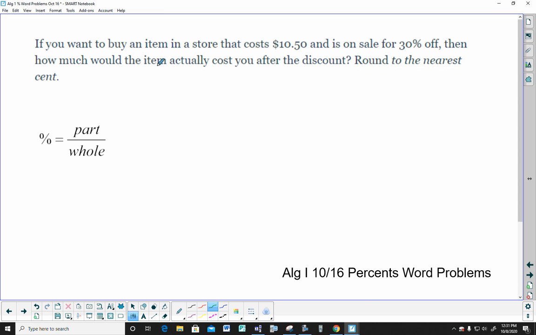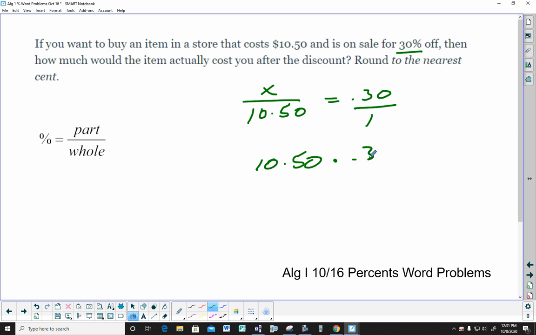Okay, last one. Here we go. If you want to buy an item in a store that costs $10.50, so $10.50 is the original price. It's on sale for 30% off. Okay, that's the whole. What's the part? How much is being cut off? So I jump straight to writing as a decimal. So 10.50 times 0.3 is x. So that's $3.15. That's how much was cut off.